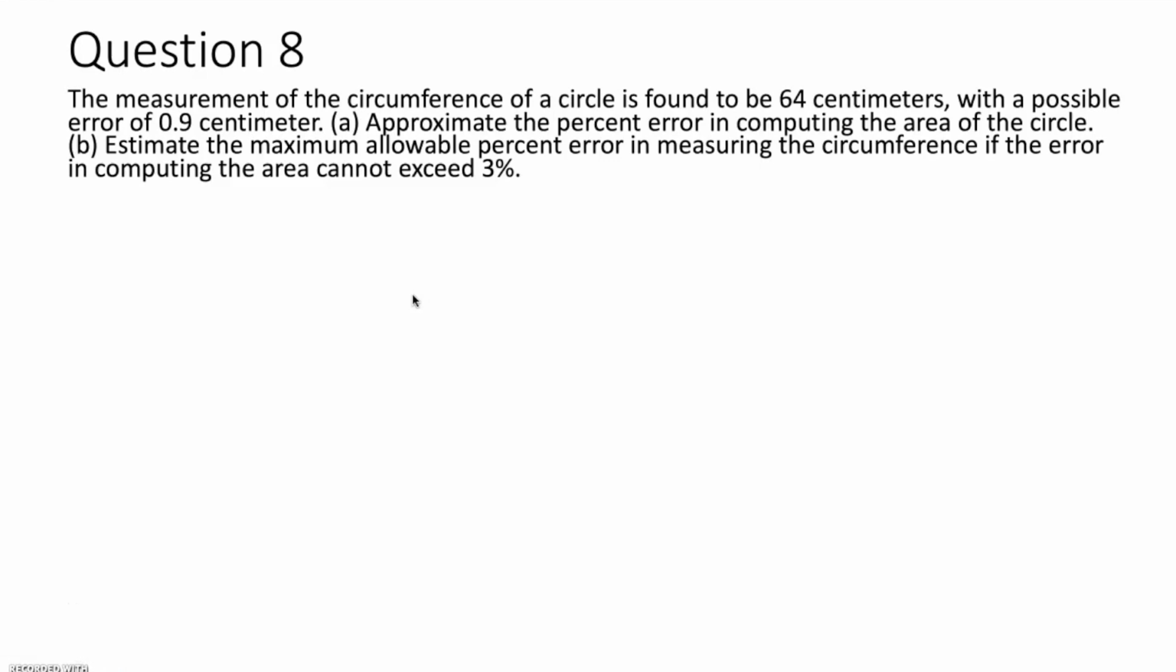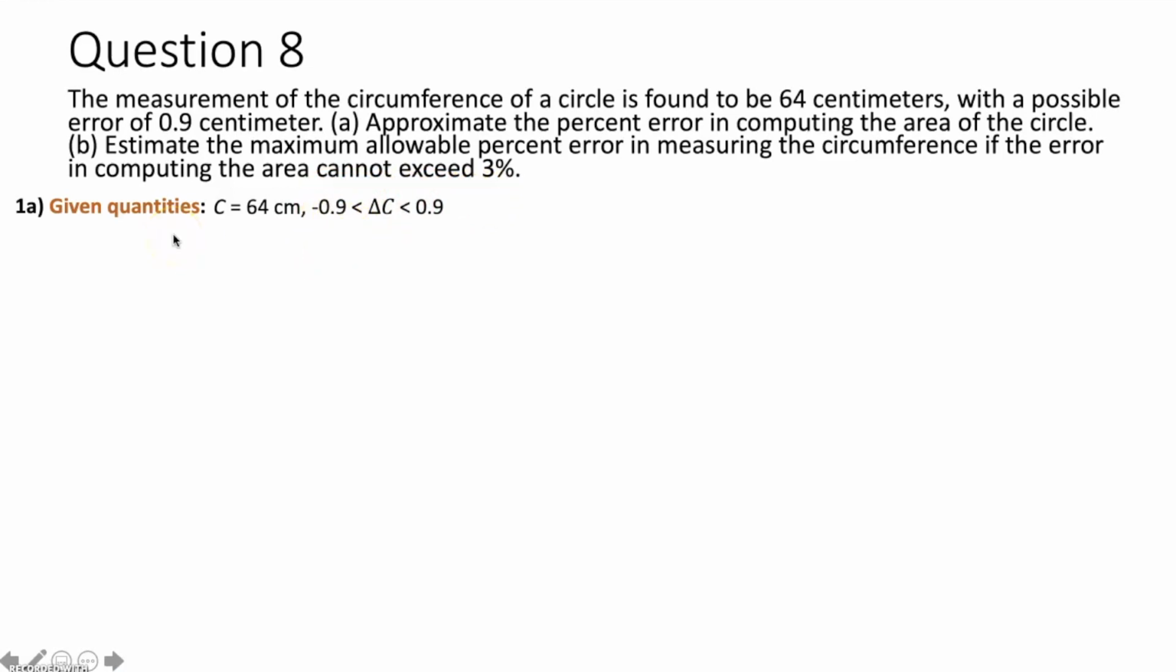The first step in a related rates problem or error problem, we have to determine the given quantities. What do they give us here? Well, we are given that the measurement of the circumference of the circle is found to be 64 centimeters. So C is equal to 64. We also know this measurement has a possible error of 0.9 centimeters, meaning the change in C or delta C, or equivalently dC, has to be between negative 0.9 and positive 0.9, because it could be 9/10 of a centimeter more or 9/10 of a centimeter less.